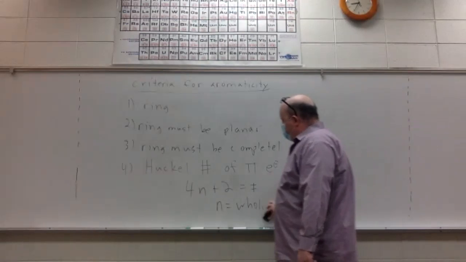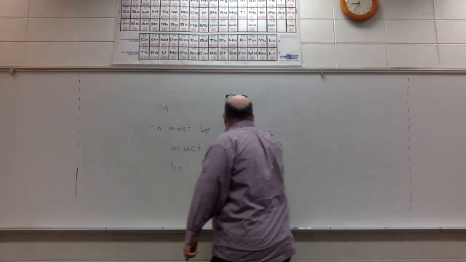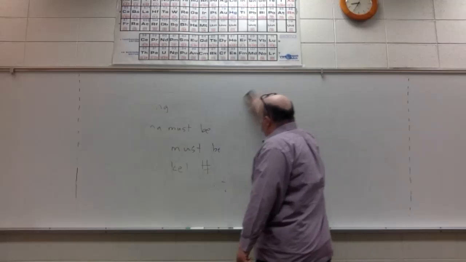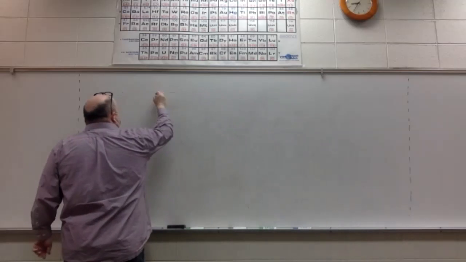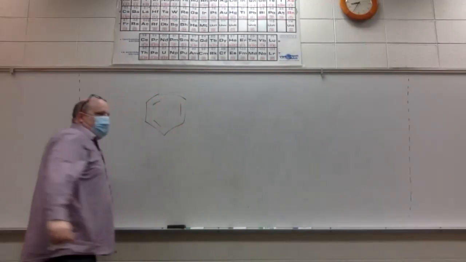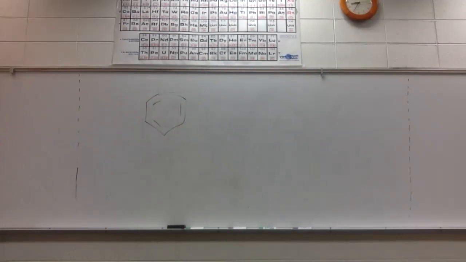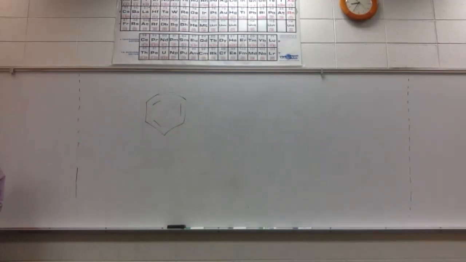All right, let's take a look at benzene. Let's see how benzene qualifies. We know it already does because heck, we said it does. So obviously benzene has a ring. The whole thing is a ring. I can tell you it is a completely planar ring as well, flat as a sheet of paper. So the biggest things that you have to look for are conjugation and the Huckel number.